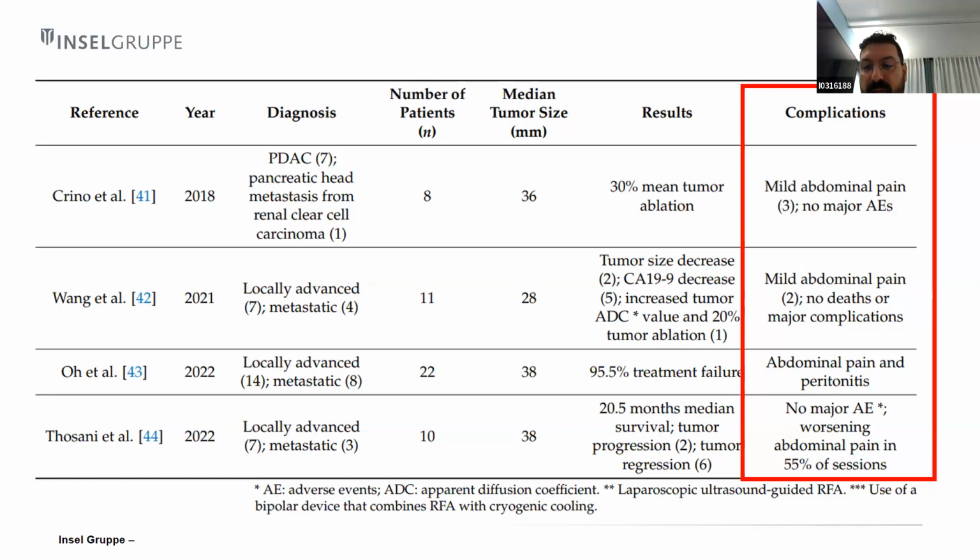The safety profile of EUS RFA has been explored in several animal and human studies, which have yielded promising results. And the most commonly reported complications were abdominal pain and acute pancreatitis.